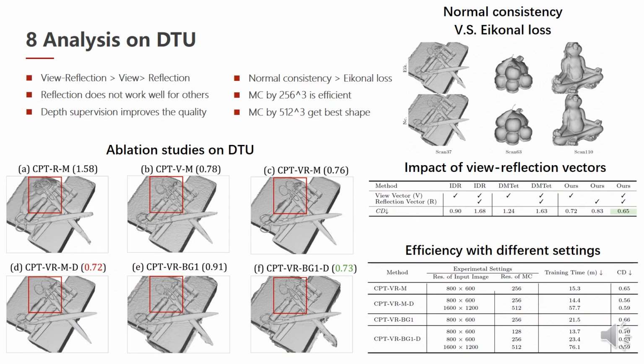As shown in the middle left figure, introducing view reflection directions brings greater benefits than introducing the view vectors alone. The middle right table indicates that introducing the reflection vector reduces the geometry quality of DMTet and IDR. Conversely, our accurate points by CPT facilitate the modeling of the reflection vector, avoiding a greater backpropagation error. Thus, incorporating the reflection vector makes our model more robust against specular highlights. In addition, when utilizing the background model, introducing depth supervision greatly improves the reconstruction quality. As shown in the top right figure, our method with normal consistency loss captures more accurate structures than that with eikonal loss. The bottom right table shows that training is efficient when the resolution of MC is 256, while the resolution 512 gets the lower CD.